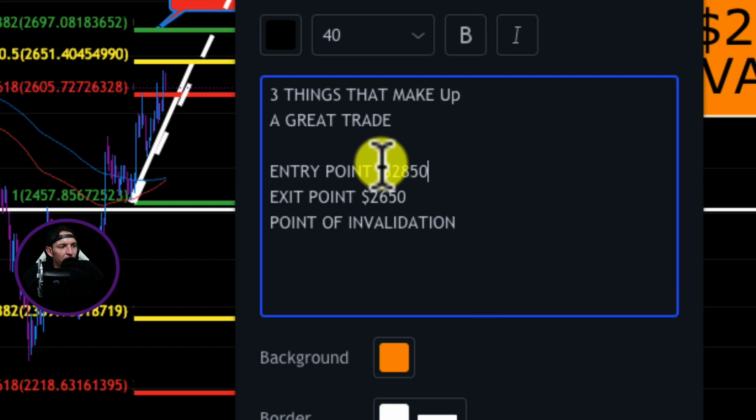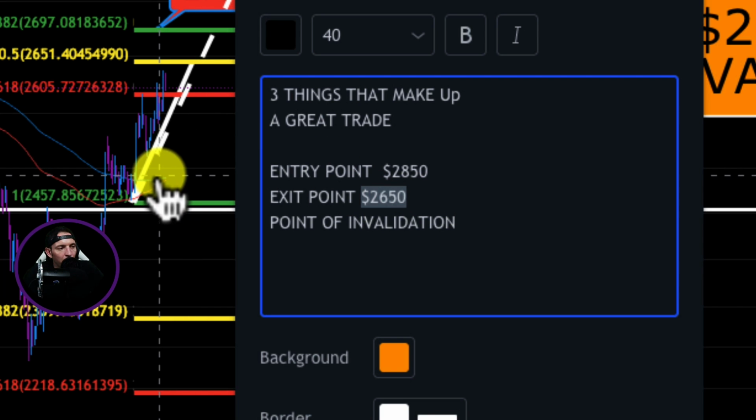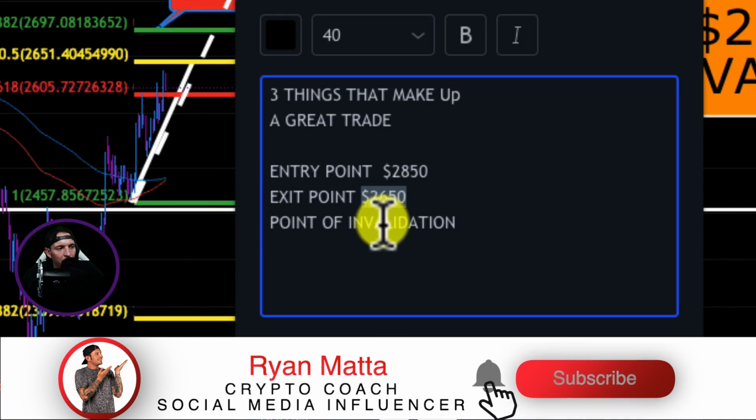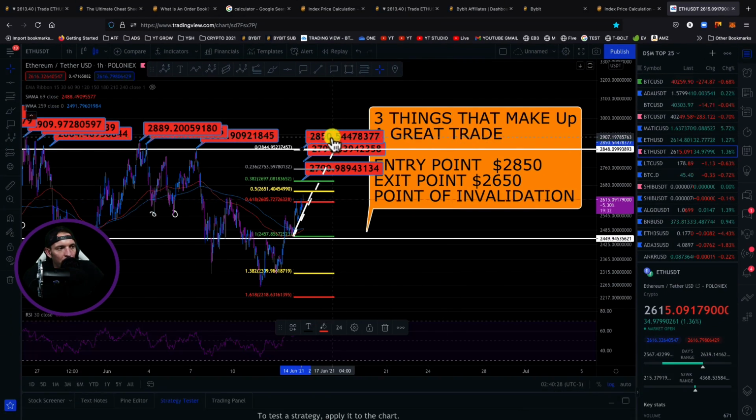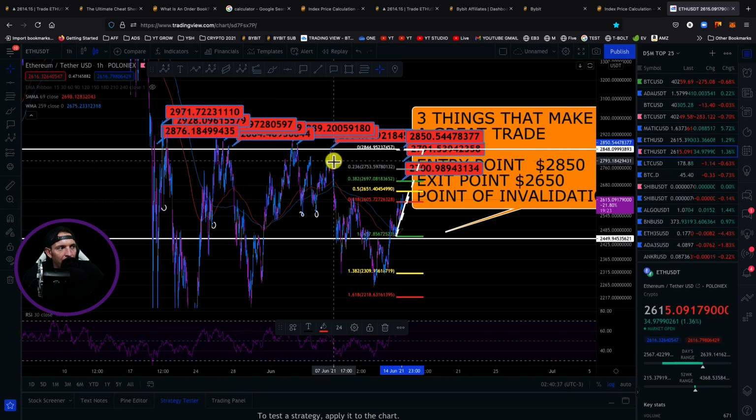That way we enter the trade at 2,850. We're going to use some leverage and we're going to exit that trade. We're not going to be greedy. We're going to exit that trade a little bit above where price most likely will come down to. Now we need a point of invalidation. What is a point of invalidation? If our entry price is at 2,850, we want to make sure that when we enter that trade, if price continues to go to the moon, we might want to think about getting out of that trade. And we can see the highest price has been able to push up over here was $2,971.